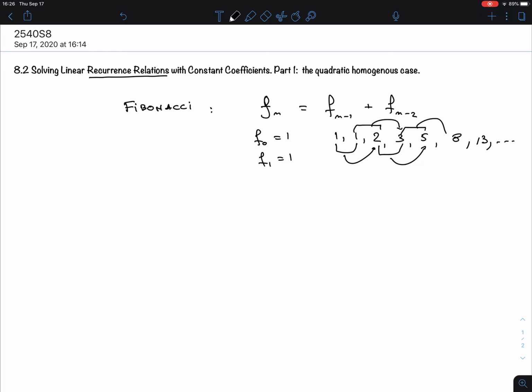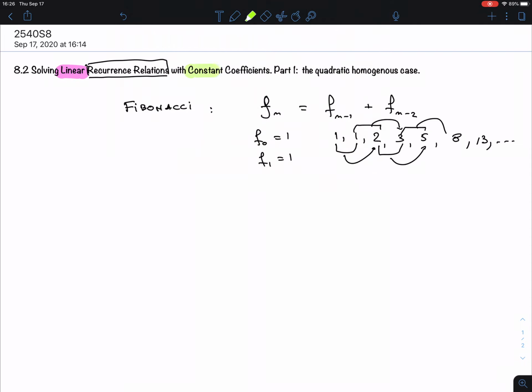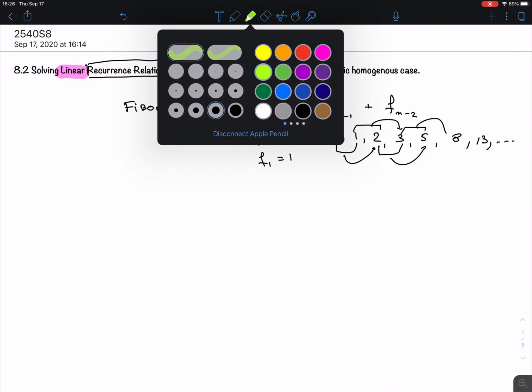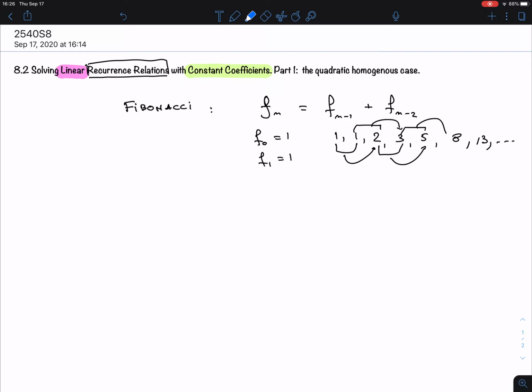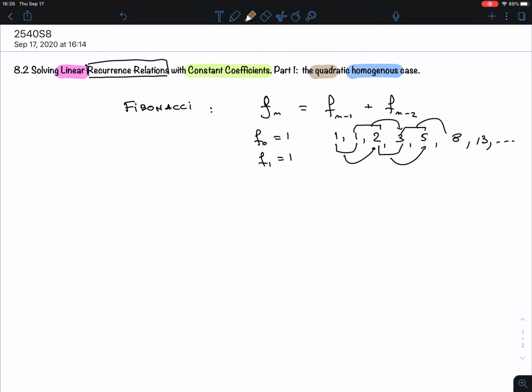So this is clearly an example of a recurrence relation, but it's actually an example of what this whole title is. Now, I want to emphasize a couple of other terms here. There's a term linear. There's a term constant coefficients. There's homogeneous, and then there is quadratic. So what do all these terms mean?